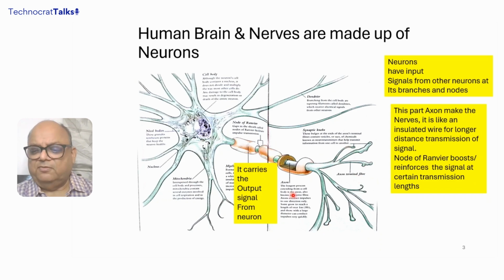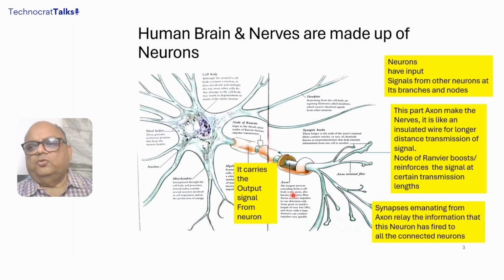depending on where this process is located on the length of the axon. So synapses are emanating from the axon, and they relay the information that this neuron has fired. When it generates output, it is said to have fired. So we say that the neuron has fired, meaning it has generated a pulse at the axon under certain conditions. When the neuron fires, after some propagation delay, that information is made available at all these processes at the tips, which are connected to several other neurons or possibly the same neuron also back.